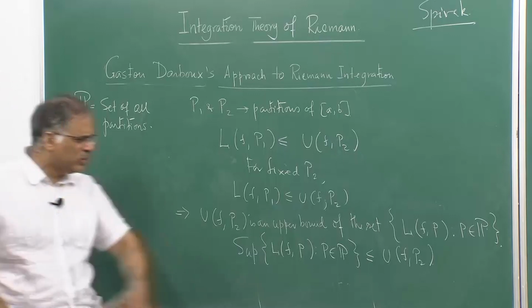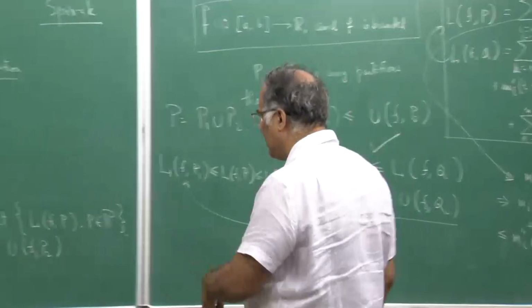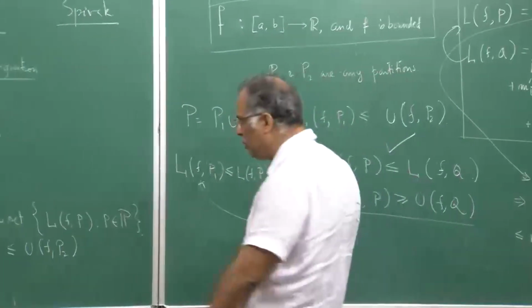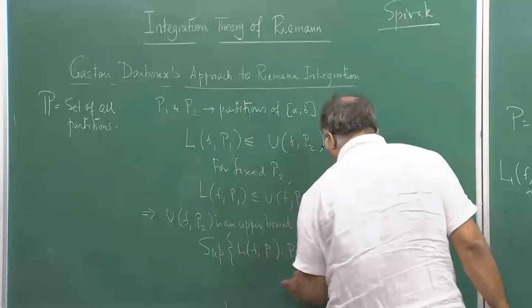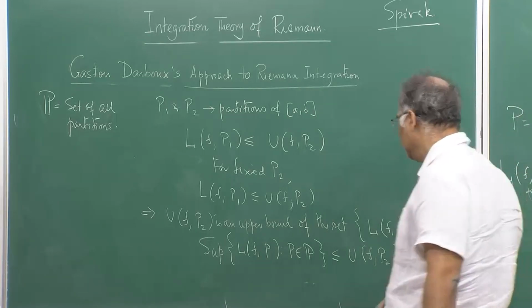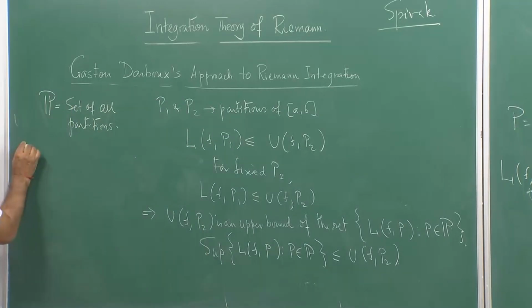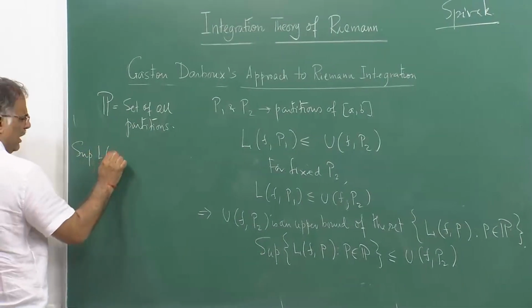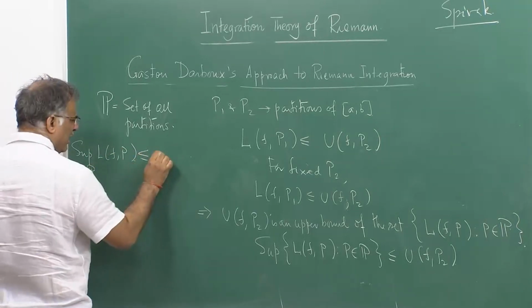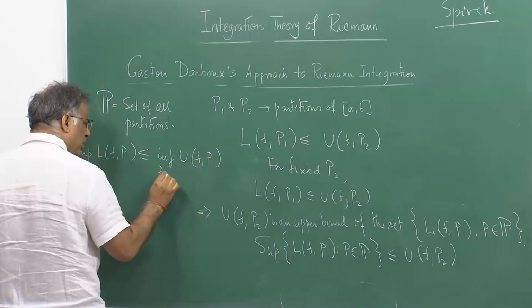Now, this P2 was chosen arbitrarily, it does not matter. Whatever P2 I choose, I can come to the same conclusion. So, the supremum of this thing acts as a lower bound to U_f(P2) for all P2 belonging to 𝒫. From here I prove that the supremum of L_f(P), P belonging to 𝒫, is less than or equal to the infimum of U_f(P), P belonging to 𝒫.